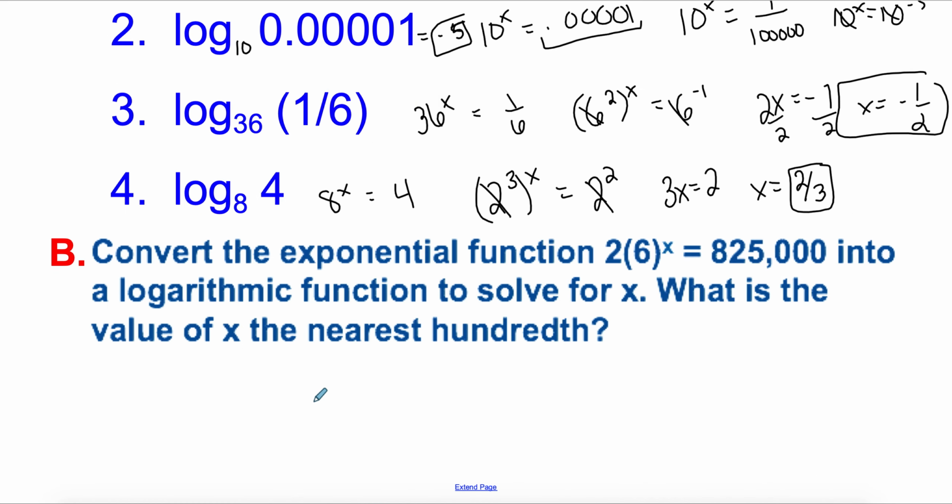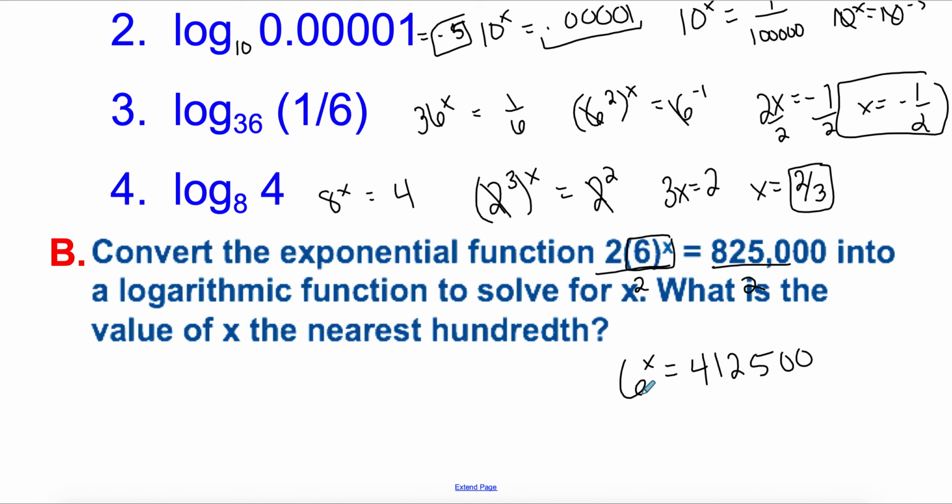Down below here: convert the exponential function into a logarithmic function to solve for x. What is the value of x to the nearest hundredth? So we have that equation there. If we want to get this exponential to something that we can change to a log, we've got to get rid of that 2. You have to get the exponential by itself. So we're going to divide both sides by 2. Then we'll have 6 to the x on the left, and 412,500 on the right.